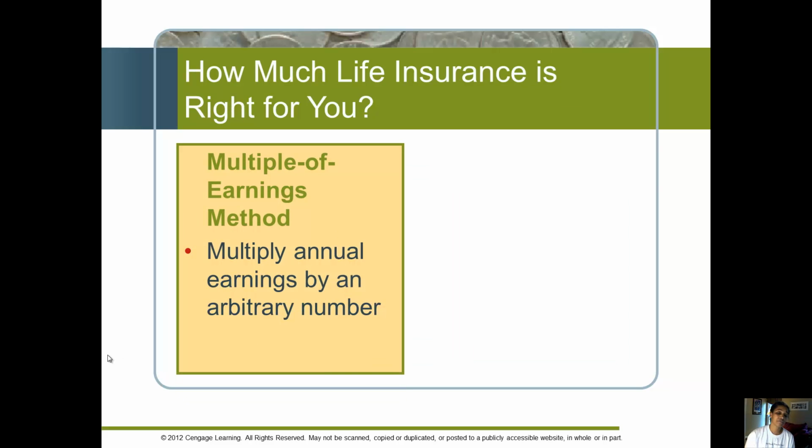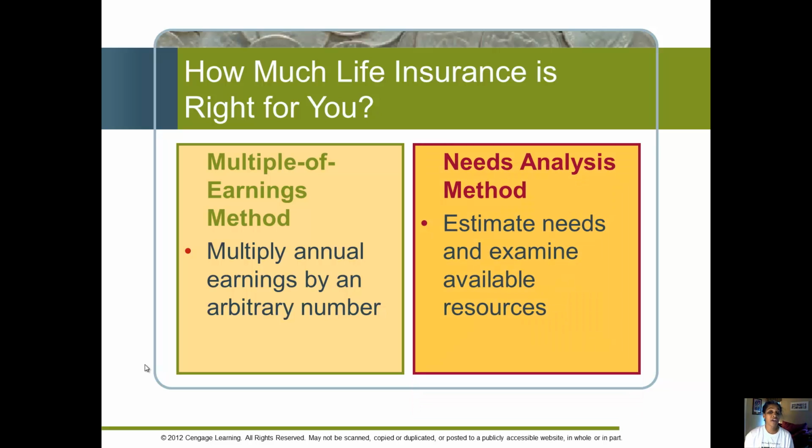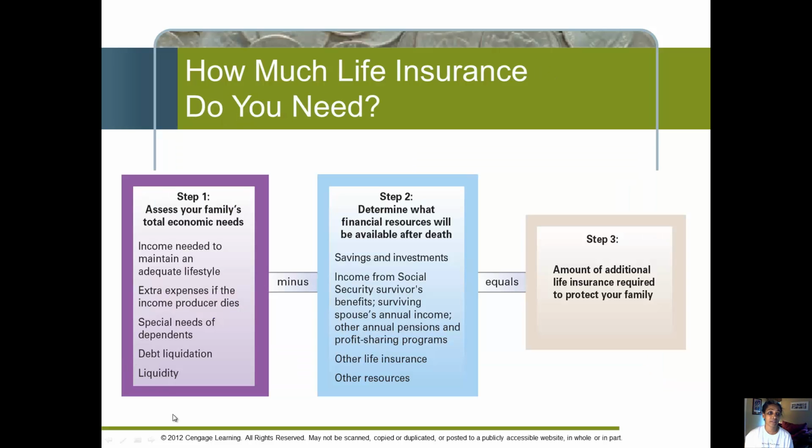So if you do need life insurance, the next question then is, how much do you need? And so there are a few ways that we can figure out how much life insurance a person needs. First is what's called a multiple of earnings method. Very simple. You just take your annual earnings and you multiply it by some arbitrary number. Another way is a needs analysis method. This is going to be a little bit more detailed, where you estimate what your needs are, what your dependents' needs would be, and then you examine the available resources to cover those needs.